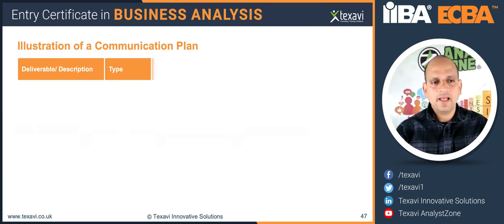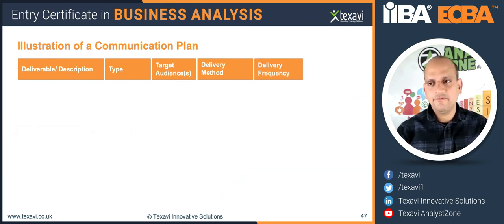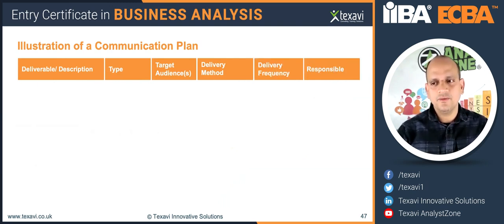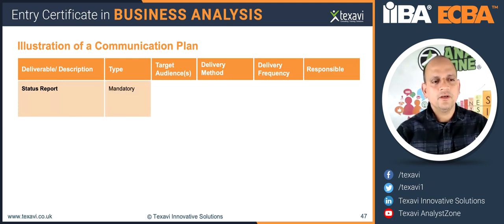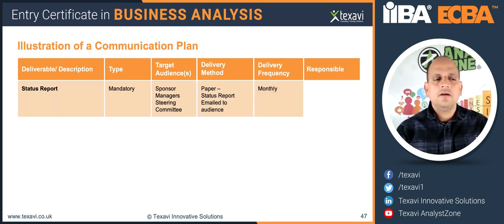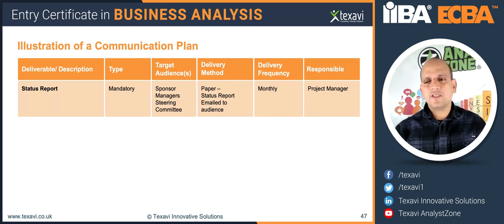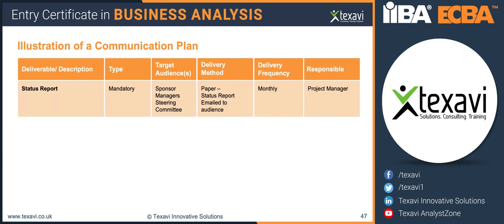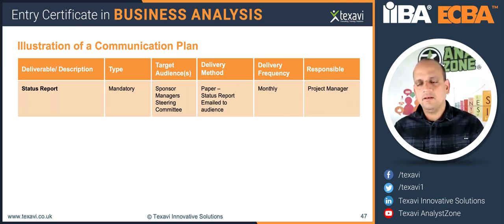A communication plan, typically they say that you'll have a deliverable, what is the type, target audience, delivery method, delivery frequency. This is common sense, right? So you know what it is. So status report. What is a status report? You send a status report, mandatory. You send it off to the project sponsors, the managers. Could be sent in the form of a paper, or nowadays obviously it is emailed, and then monthly or weekly. Again, this is basically an example of a typical communication plan.